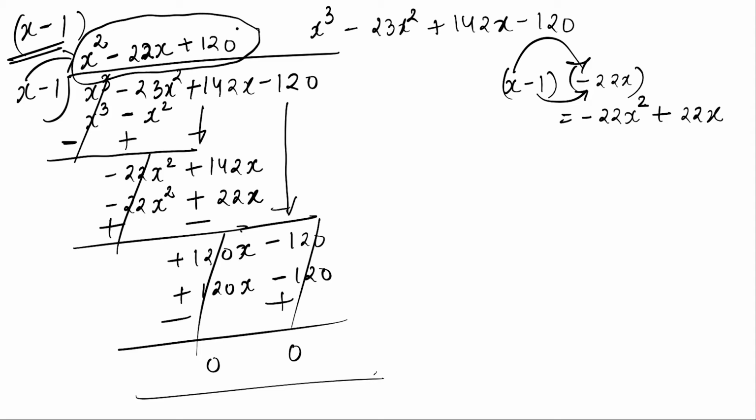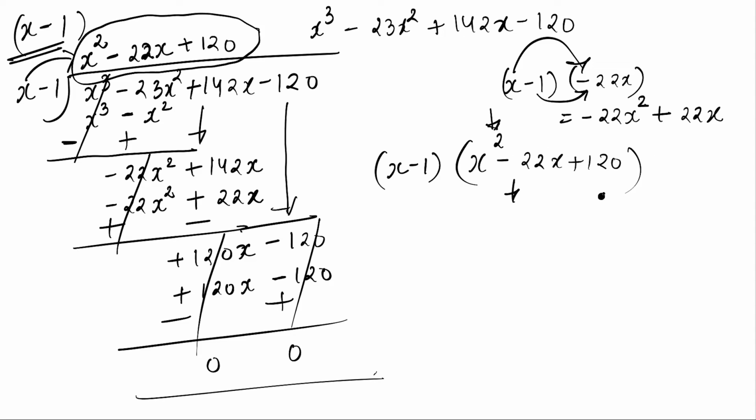this as our quotient. Now x minus 1 was our factor and another I have got here x square minus 22x plus 120. Can we factorize it more? Can we factorize this bracket more? Yes, by splitting the middle term method, because we have learnt just now how to factorize a polynomial of degree 2. What we are going to follow? We are going to follow splitting the middle term method.